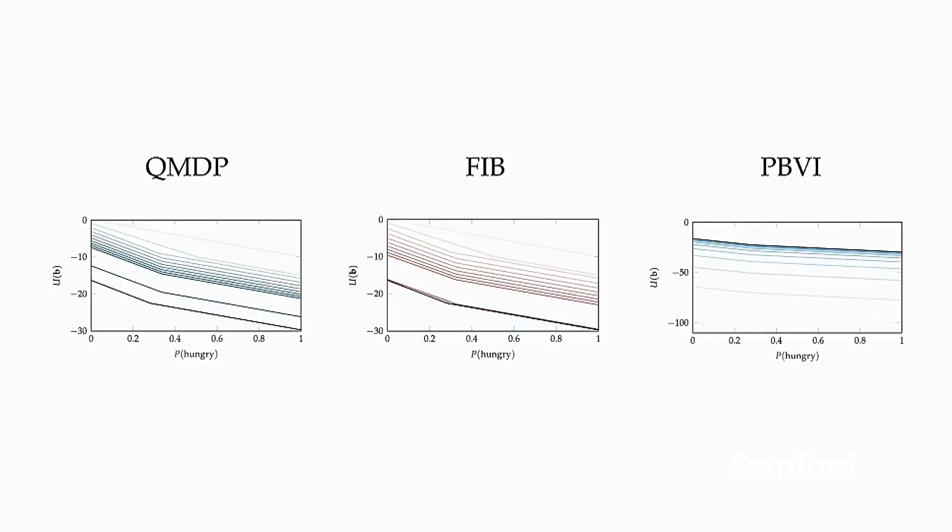Similarly for point-based value iteration, we always know that it's going to be a lower bound on the value function, and so we want to initialize to a lower bound so that every time we perform these backups at our beliefs, we're getting closer to the true value function, but it will still be a lower bound. Yeah, good question.